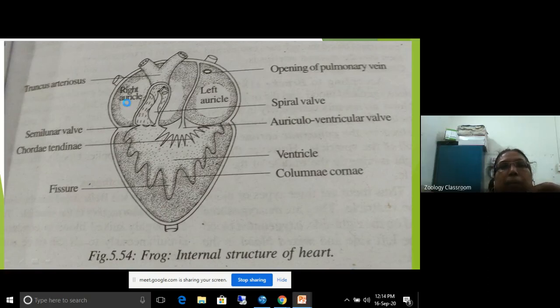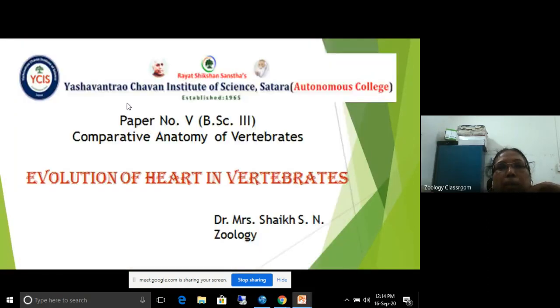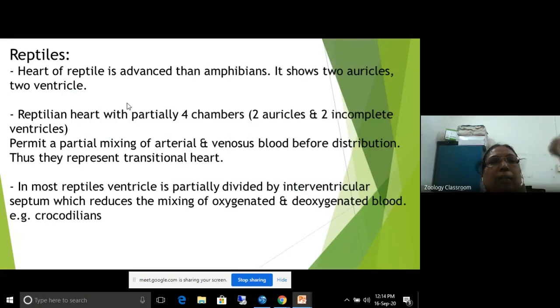Next we see the reptiles. In reptiles there is also a three-chambered heart, and it is more advanced than the amphibian. In reptiles also there are two auricles and two ventricles. For example, in the crocodile, two auricles and two ventricles are present. The reptilian heart is partially four-chambered, with two auricles and two incomplete ventricles.